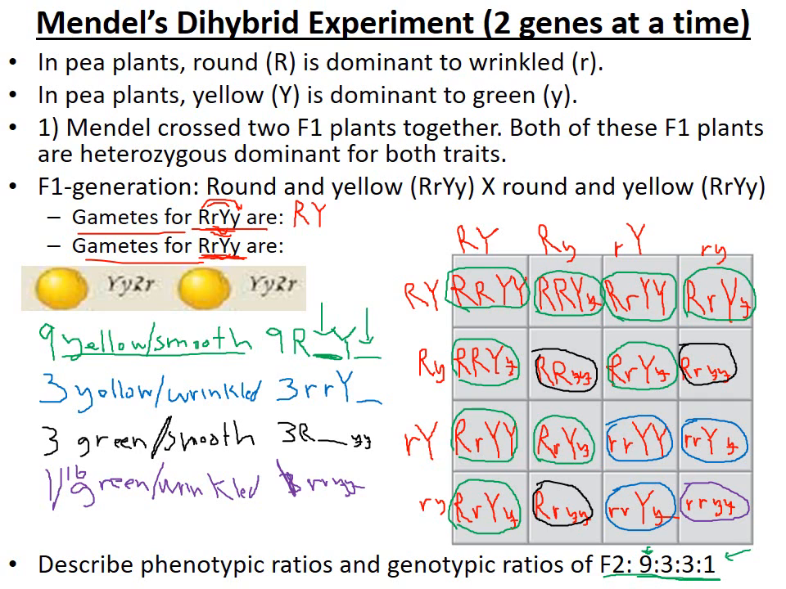And you can figure that out as a percentage. You can do 1 divided by 16 times 100, and that'll give you 6.25%. So this is all out of 16, because we have 16 squares there.